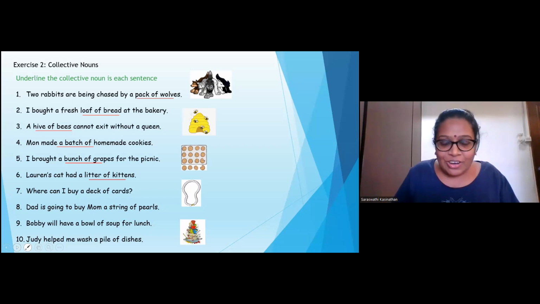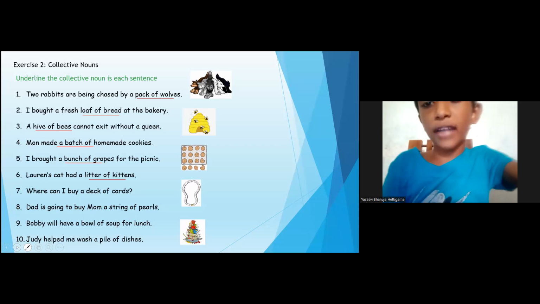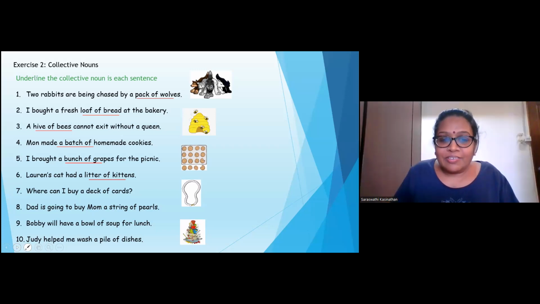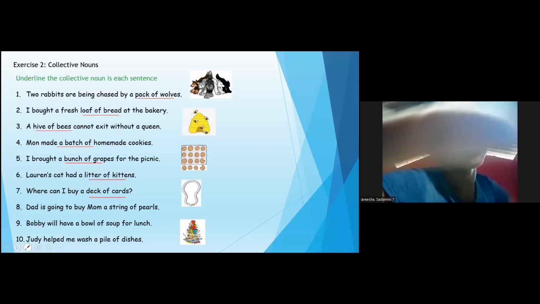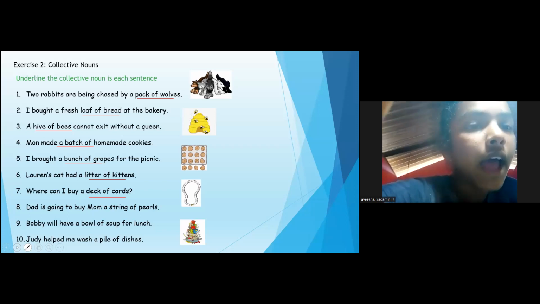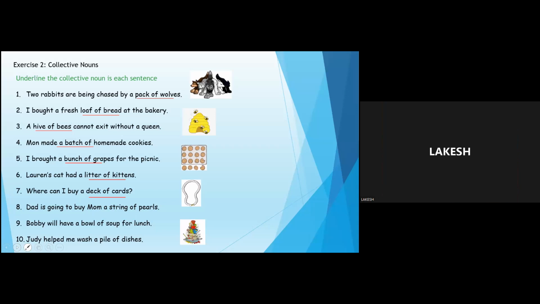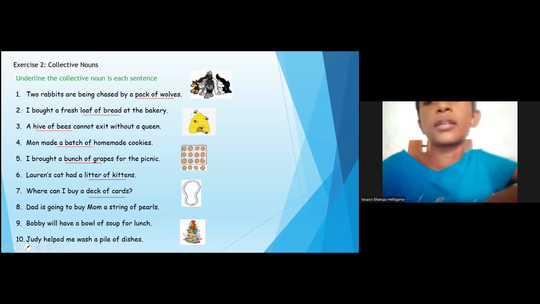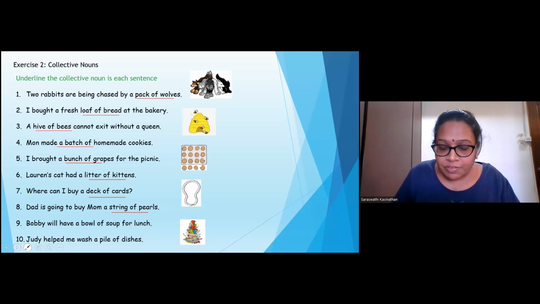Okay. Number 7. Who can read number 7 for me? Can I buy a deck of cards? So what's the collective noun? Very good. Well done. Yes. Deck of cards. Okay. Can anybody read 8? So collective noun? A string of bells. Yes. Wonderful. Good job, children. Well done. You are getting very good at this, all right?